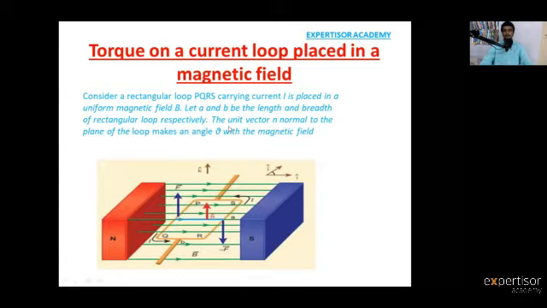The unit vector n, which is normal to the plane of the loop, makes an angle theta with the magnetic field. This is the unit vector n. Consider the unit vector n normal to the plane of the loop, making an angle theta with the magnetic field.